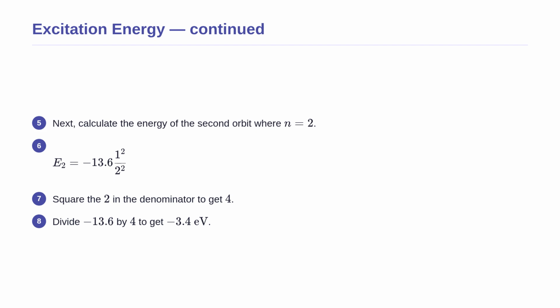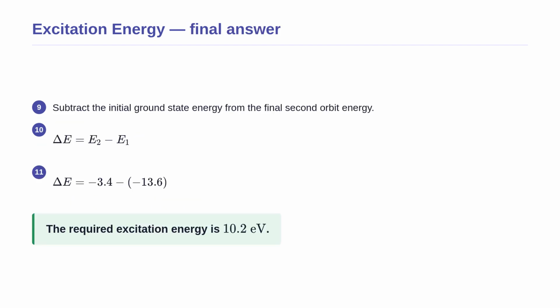Notice that negative 3.4 is a larger number than negative 13.6, confirming that the electron gains energy as it moves outward. Now that we have the energies of both steps in electron volts, we can find the final answer. To find the required energy for the jump, we subtract the initial ground state energy from the final second orbit energy. We substitute our calculated values into the difference equation, being very careful with the negative signs. Subtracting negative 13.6 is the same as adding positive 13.6. The result is exactly 10.2 electron volts.